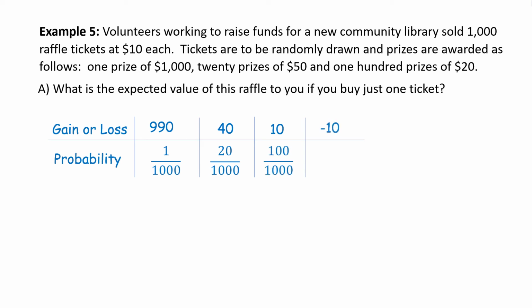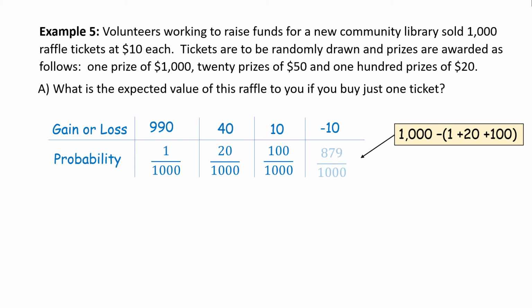If you just played and didn't win at all, it cost you $10, and the probability that you don't win is the total number of tickets minus the sum total of all the winning tickets. You have 1 that wins 1,000, which is $990 for you, 20 that win $50, which is $40 for you, and 100 that's a $20 raffle prize, but it's a $10 win for you. So, of the tickets that don't win, the probability is 879 out of 1,000.